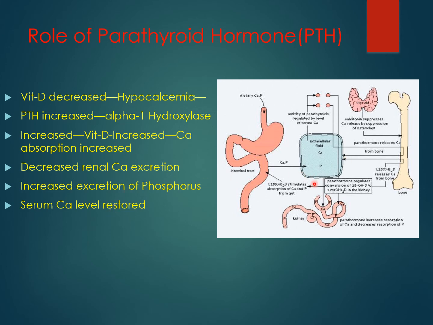So in this diagram it has been shown that the parathyroid hormone will result ultimately in reabsorption of calcium and phosphorus from the bones, and it will help through vitamin D to absorb calcium and phosphorus, and also activation of vitamin D into its active form, that is vitamin D3.